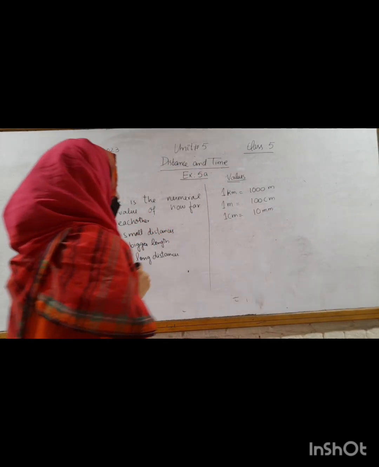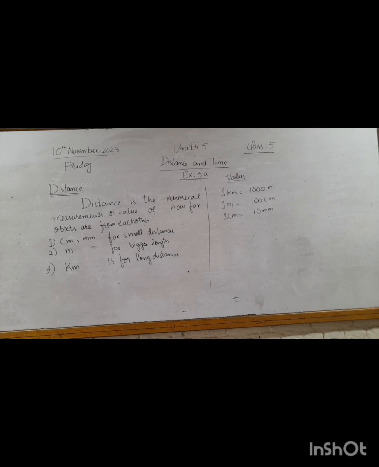So when we convert smaller unit to bigger unit, we will multiply the quantities, and when we convert bigger unit to smaller unit, we will divide these quantities.